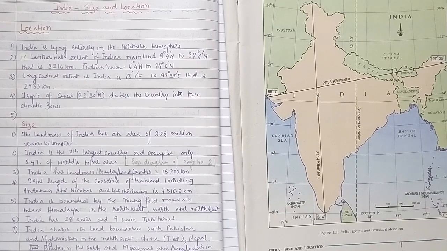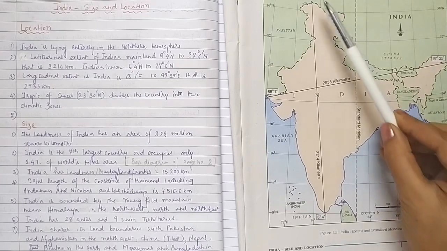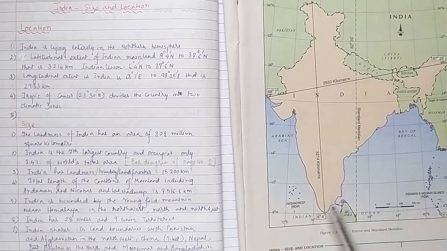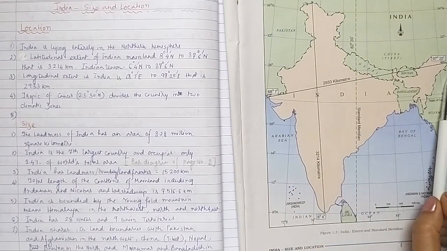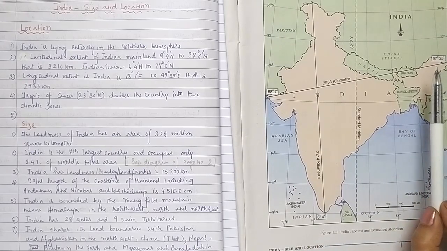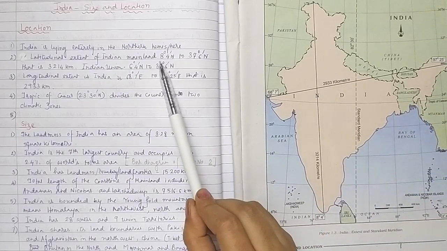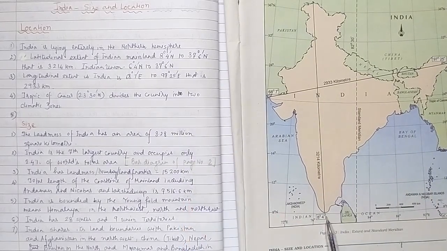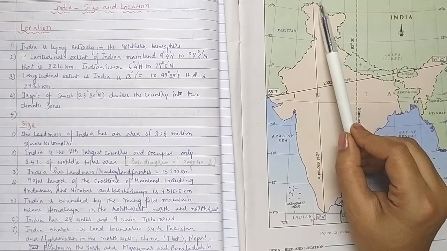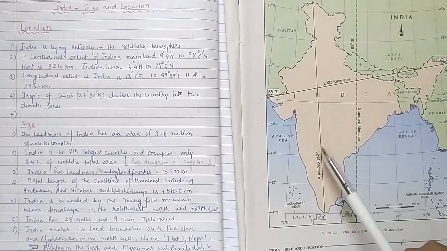So the latitudinal extent of the Indian mainland. What is the meaning of Indian mainland? The stretch of continuous landmass from Jammu and Kashmir to Kanyakumari and from Gujarat to Arunachal Pradesh is called the Indian mainland. The latitudinal extent of the Indian mainland is 8 degree 4 minute north to 37 degree 6 minute north, that is 3214 kilometer.